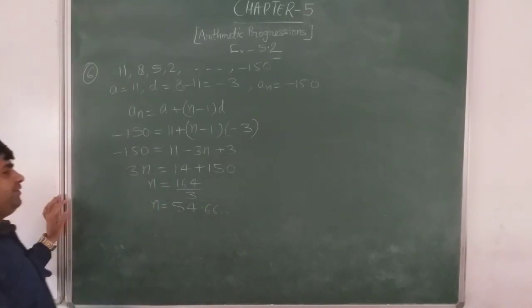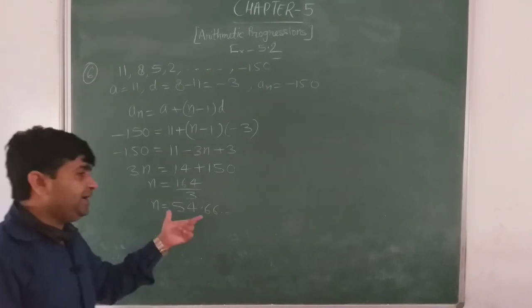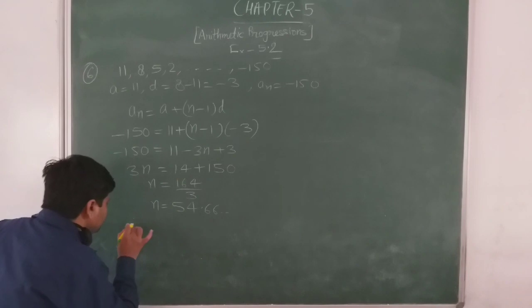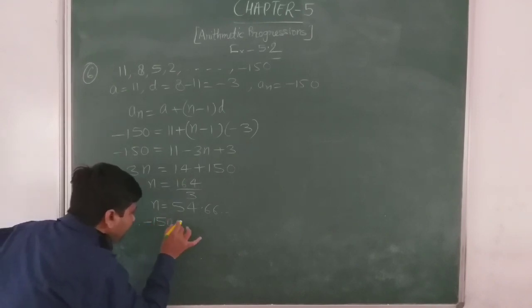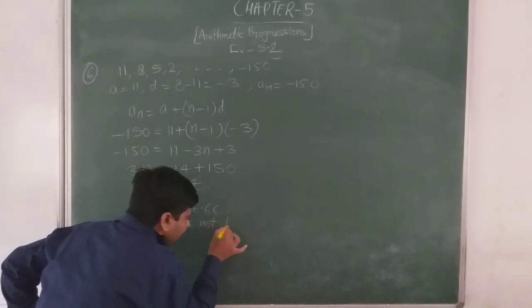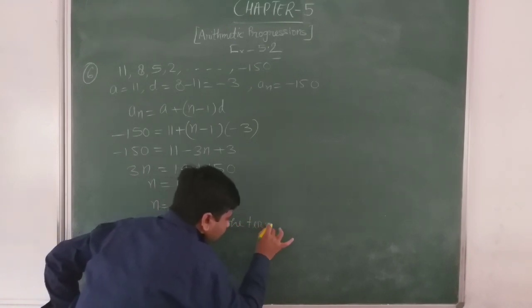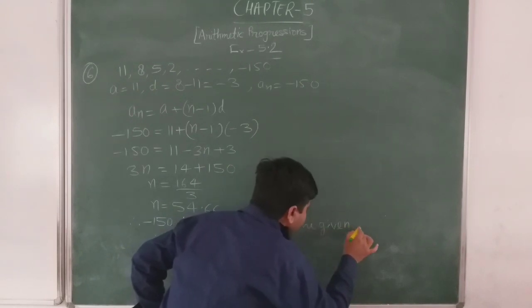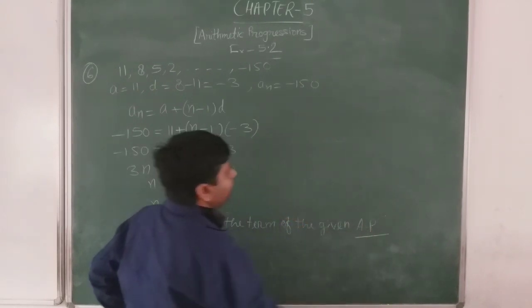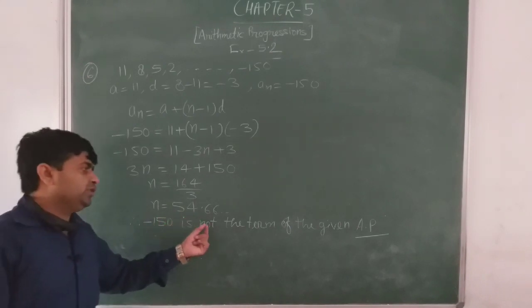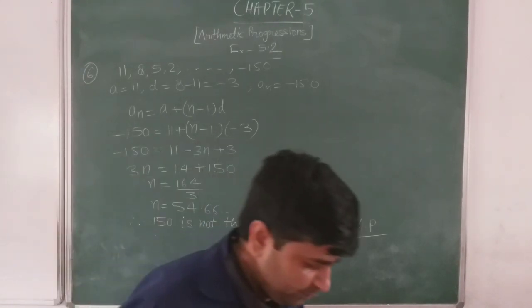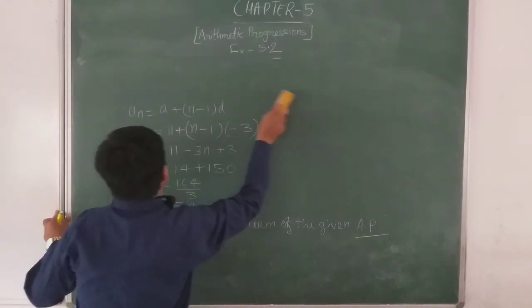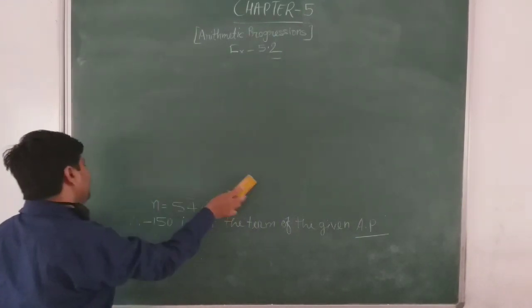So 54.66 means it is not a complete number or natural number, so it is not a term. So minus 150 is not a term of the given AP, or we can also write given series. Clear? If this were a complete number then yes, it is a term of this AP. Clear? Same question. Now after this, from question 7, 8, 9 and 10, all the questions are the same.